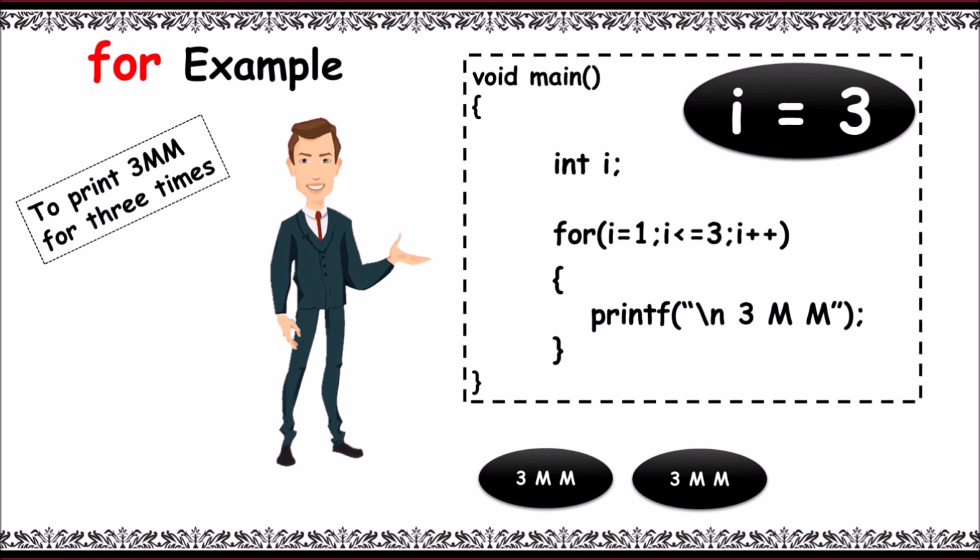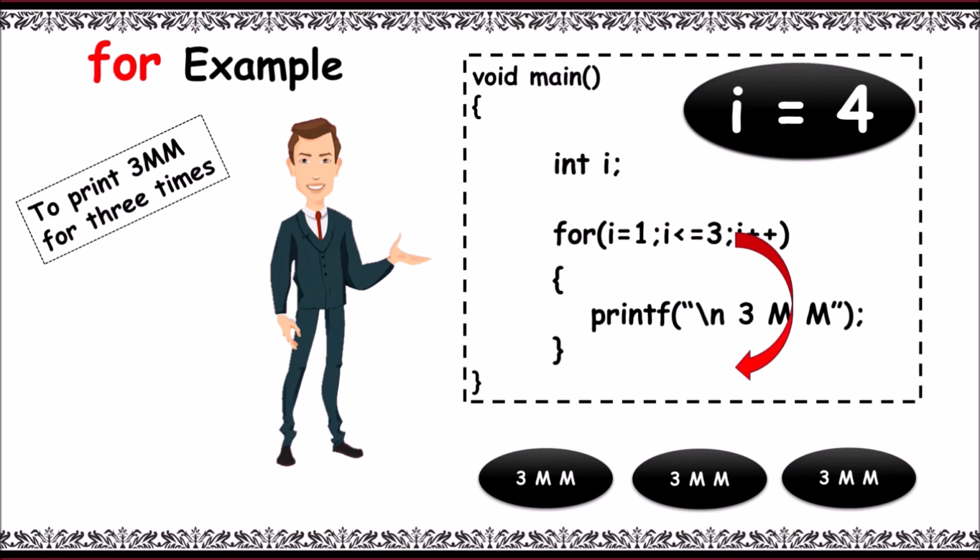Again, the condition is evaluated, that is 3 less than or equal to 3. As it is also true, it prints 3mm for the third time and i value gets updated. Now i is equal to 4. Again, condition is evaluated with 4 less than or equal to 3. As the condition is false, now control comes out of the loop and we can see the output with 3mm's.